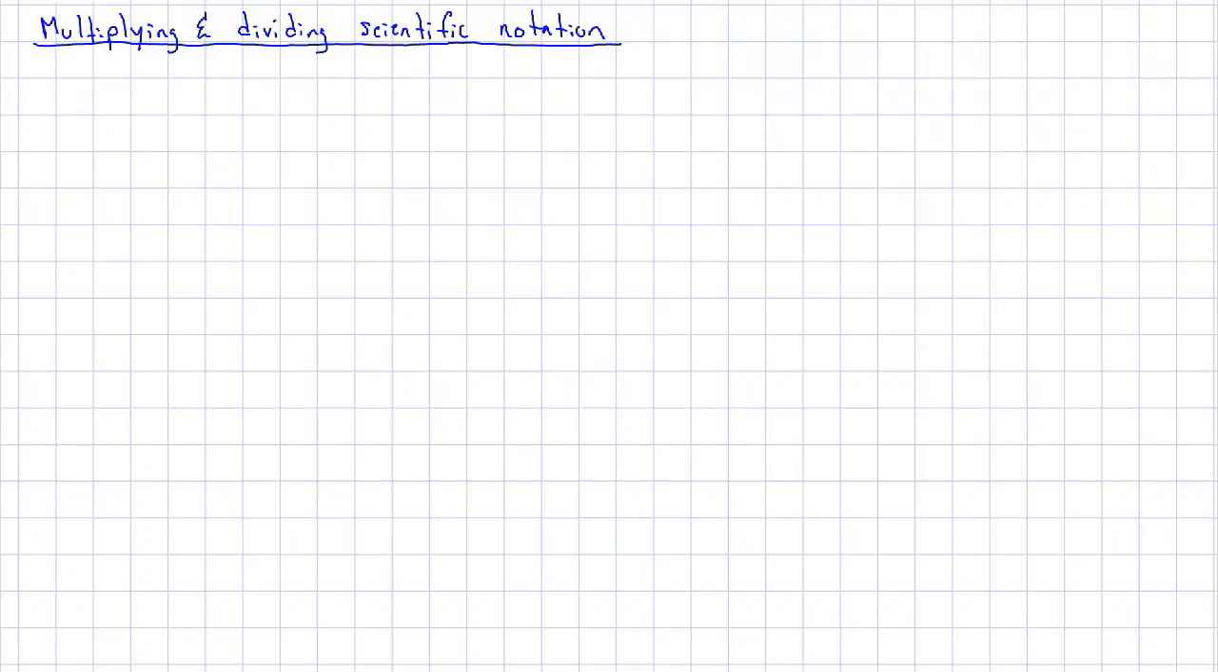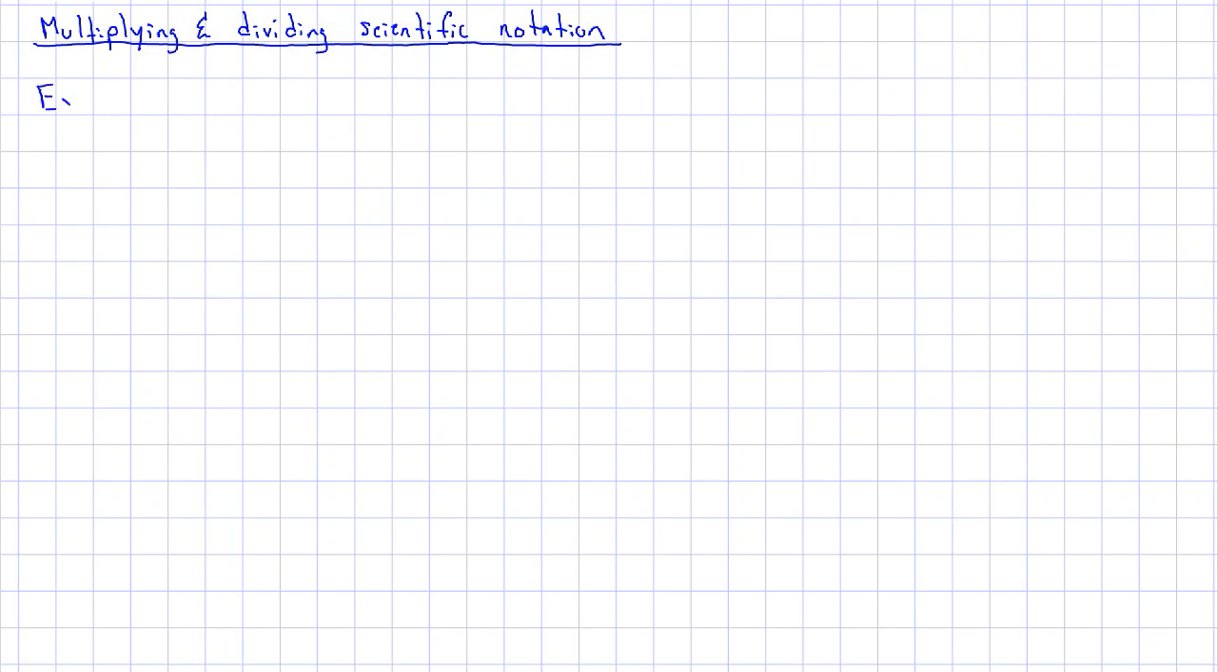Welcome. Here we're going to discuss how to multiply and divide numbers in scientific notation. Now, it's possible that your calculator will do this for you, although sometimes when the numbers are very large, the calculator will be sad, depending on whether your calculator will perform scientific notation. But if you're asked to do it by hand, then of course you need to do it by hand. So that's what this video is about, how to do multiplying and dividing in scientific notation by hand.